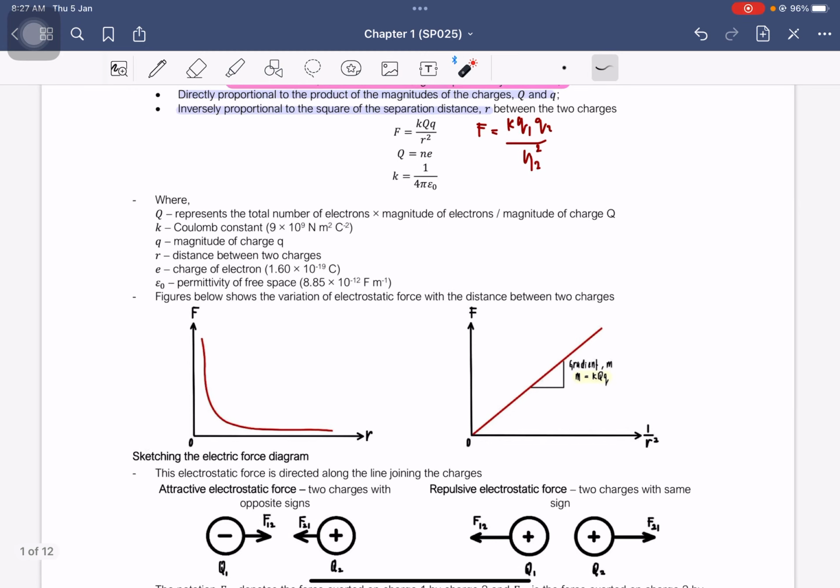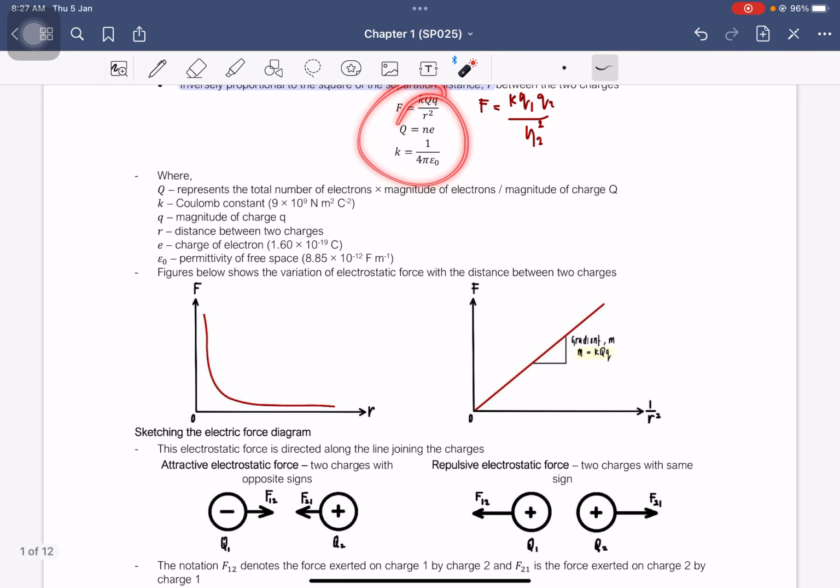So these 3 formulas are quite important for this chapter because they usually give questions where sometimes you need to use these 2 equations. Sometimes you just have to directly use this, but at other times you have to apply these 2 equations, so make sure you know how to use them.